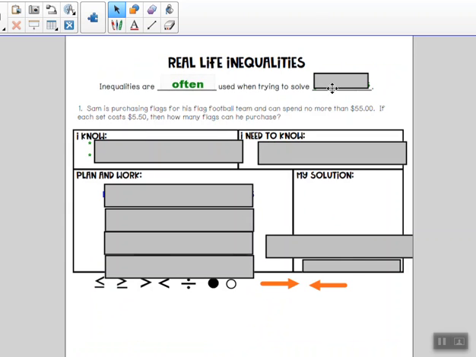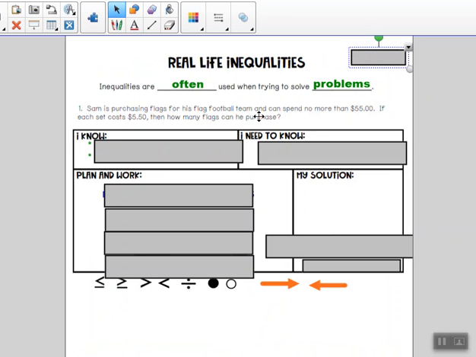Inequalities are often used when trying to solve problems. We use them a lot. All right, we're going to jump right into this first example. Sam is purchasing flags for his flag football team and can spend no more than $55. If each set costs $5.50, then how many flags can he purchase?